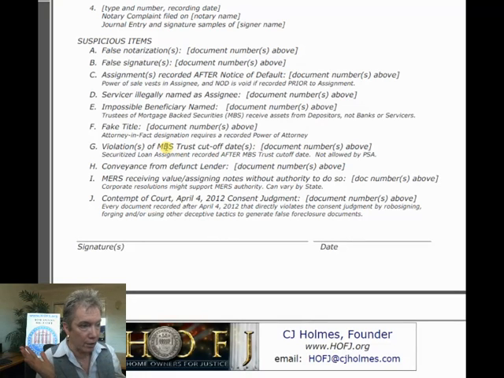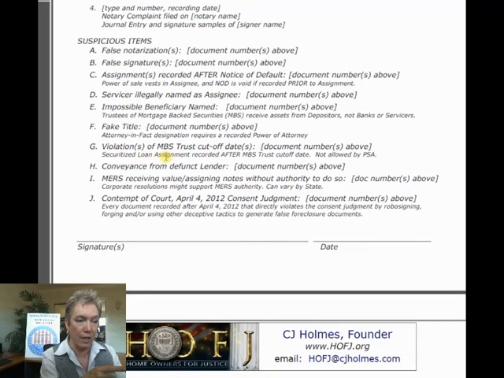A fake title, like an attorney-in-fact designation. And I believe, I've been assured that what I've said before is true, without a power of attorney either included with a document or recorded in that county for that signer having the power of attorney for that entity, it's fake. Here's the violation of the MBS trust cutoff date.